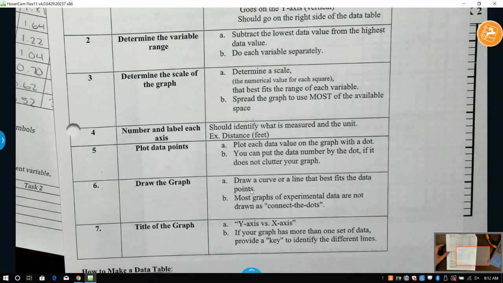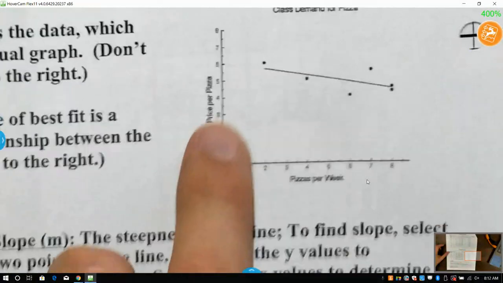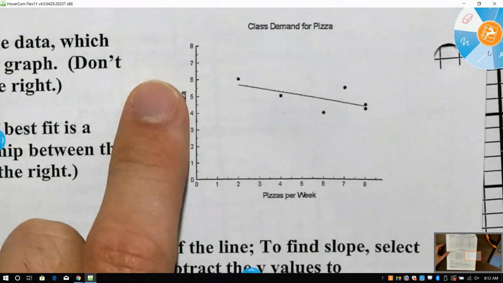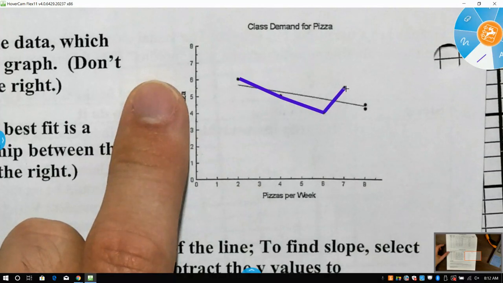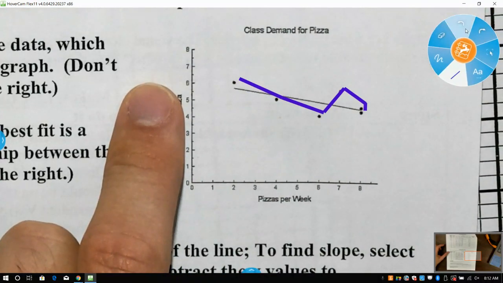Now, to draw the graph, we are to draw a curve or a line that best fits the data points, or most of the data points, called a line of best fit. So you're not going to just connect the dots here. There is an example of this. You wouldn't have gone like, let me show it like this. You're not going to connect the dots like that. It's not as good an actual representation of your data and really to determine an overall trend.